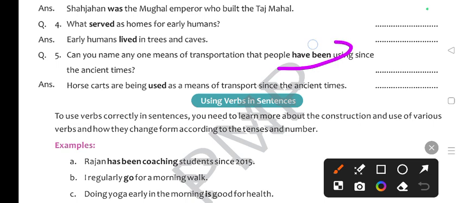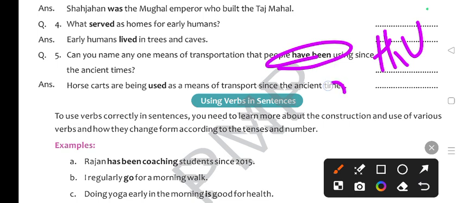Now, can you name any one means of transportation that people have been using? So again it's an example of present perfect continuous tense. So it is an what? This is a helping verb. Next, horse carts are being used as a means of transport since the ancient time. So this is are being used. This is an example of an action verb.